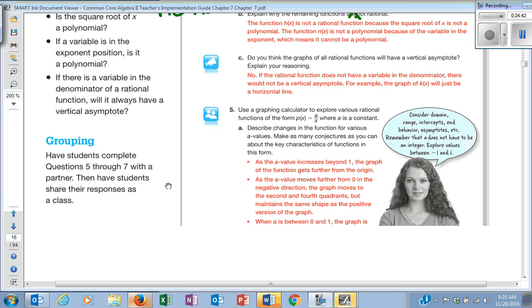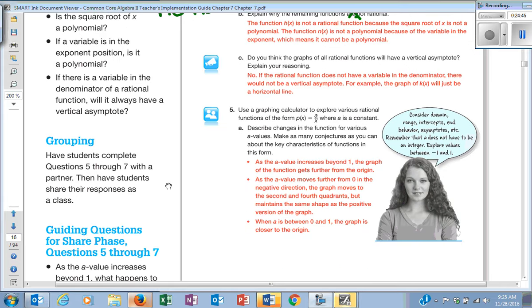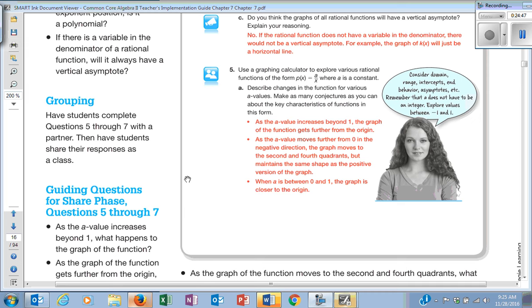All right, use a graphing calculator to explore and describe the changes. So if you put this into a graphing calculator, as your a value increases beyond 1, the graph of the function gets further from the origin. That means it gets further from 0, 0. As a value moves further from 0 in the negative direction, the graph moves in the second and fourth quadrants, but maintains the same shape as positive versions. When a is between 0 and 1, the graph is closer to the origin.